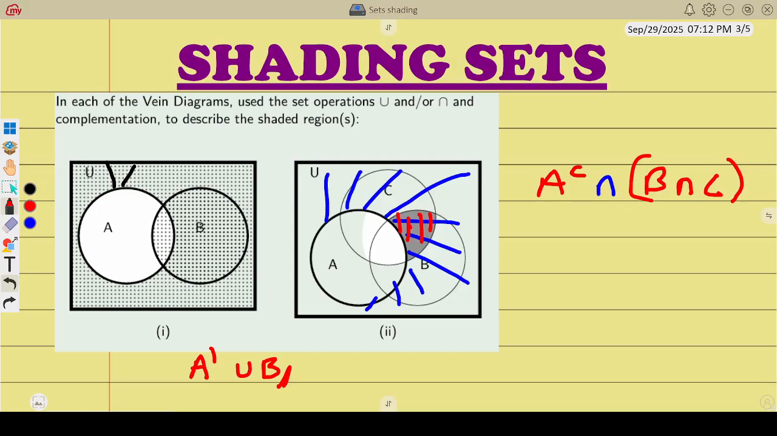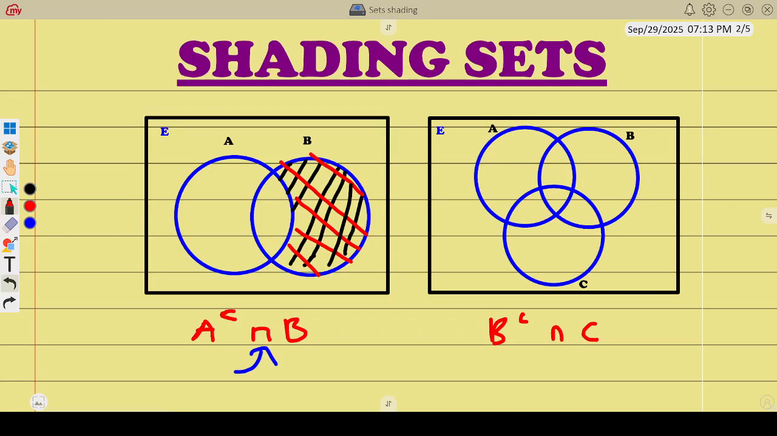You just have to give this a thought, try to think it through. So that's how you shade A complement intersection B intersection C. So I'm going to give you this work. There are going to be a lot of exercises. You don't have to submit everything, just submit where you want me to confirm.